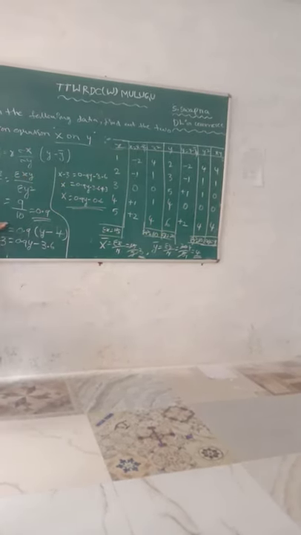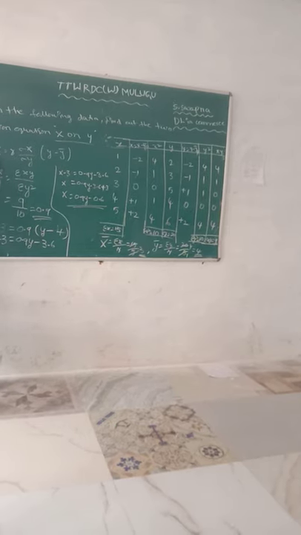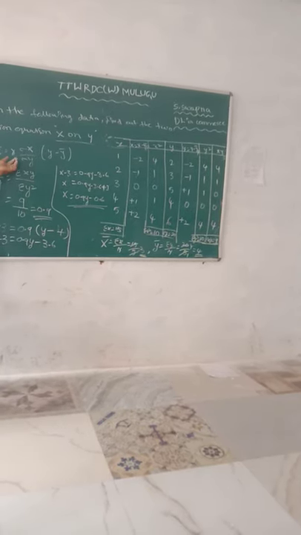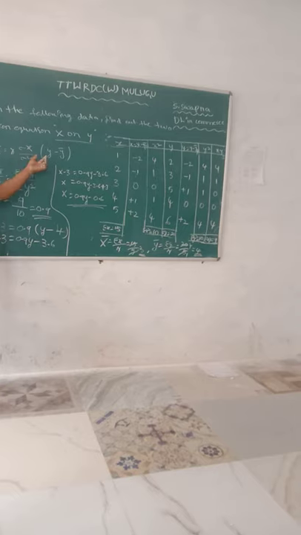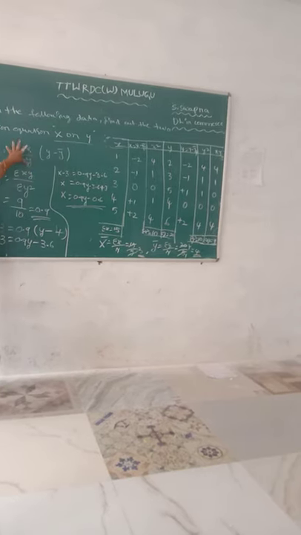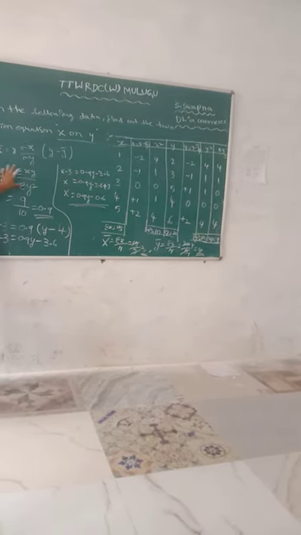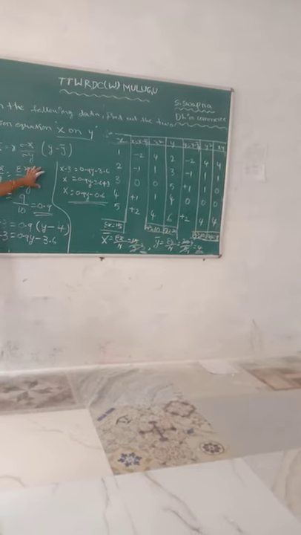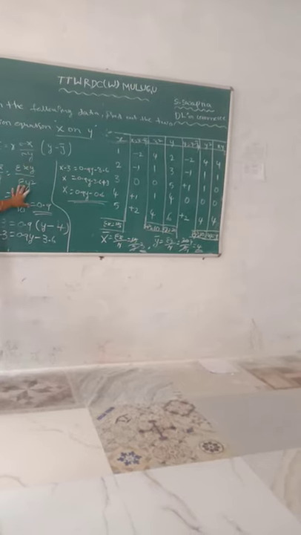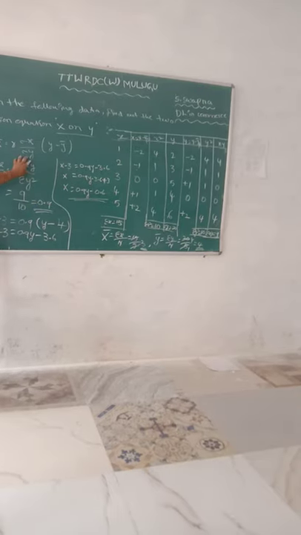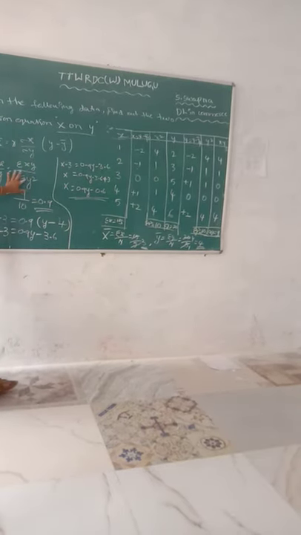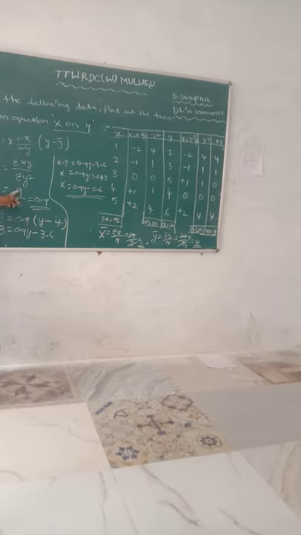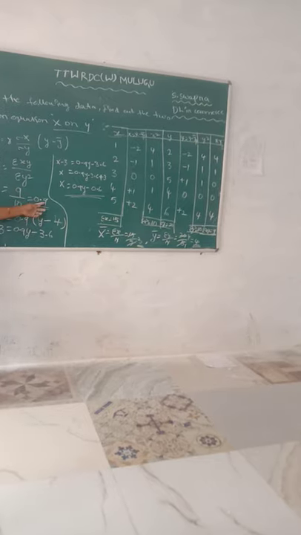See here, once again repeat. Okay, x minus x bar is equal to r into sigma x by sigma y into y minus y bar. Regression coefficient is summation xy divided by summation y square. Summation xy is 9 and summation y square is 10. 9 divided by 10 is 0.9.